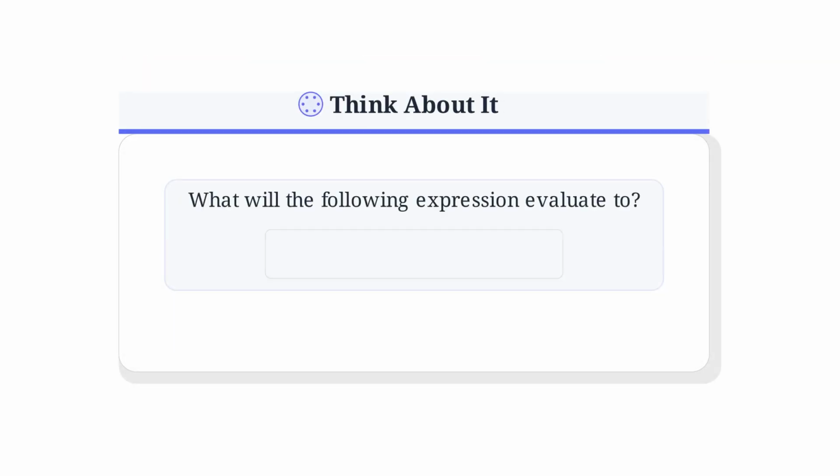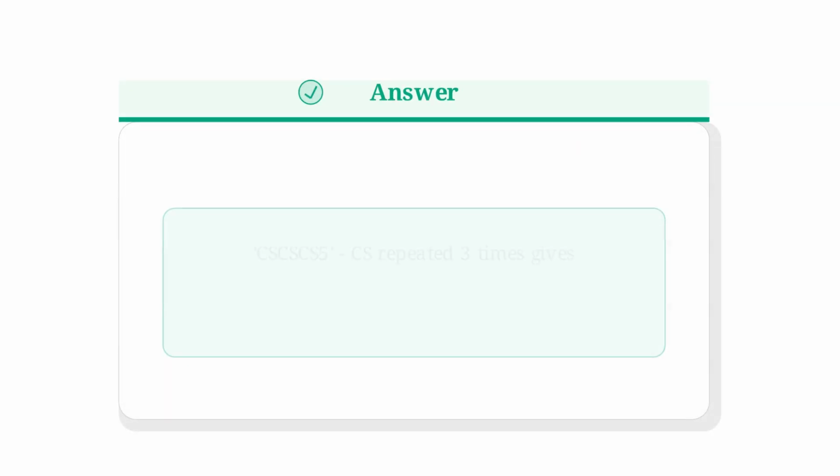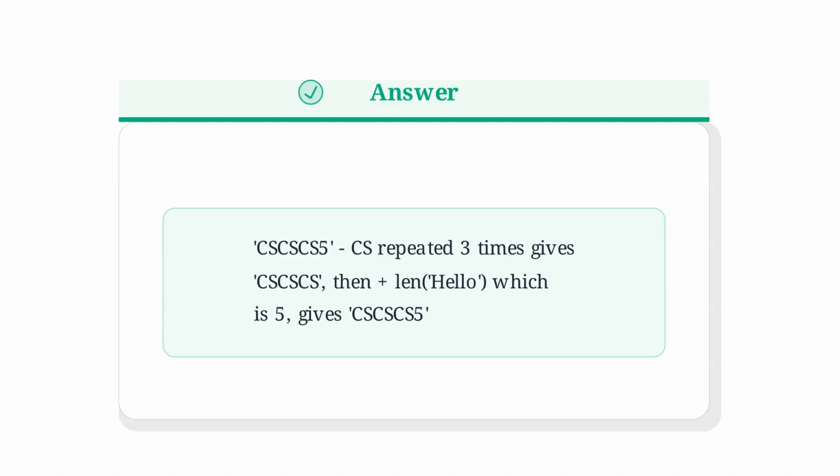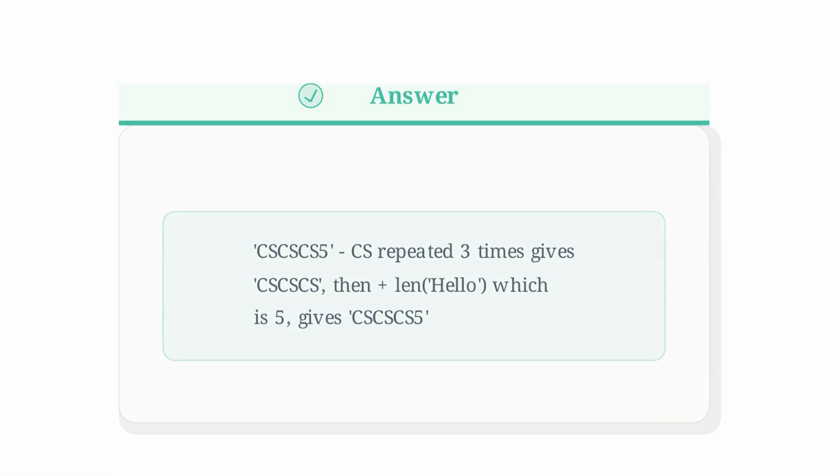Let's test your understanding. What do you think "CS" times 3 plus len of "hello" will evaluate to? Think about it step by step. The answer is "CSCSCS5". First, "CS" times 3 gives us "CSCSCS". Then we add len of "hello", which is the integer 5. Since we're trying to add a number to a string, we convert 5 to text by using str and then join them together.